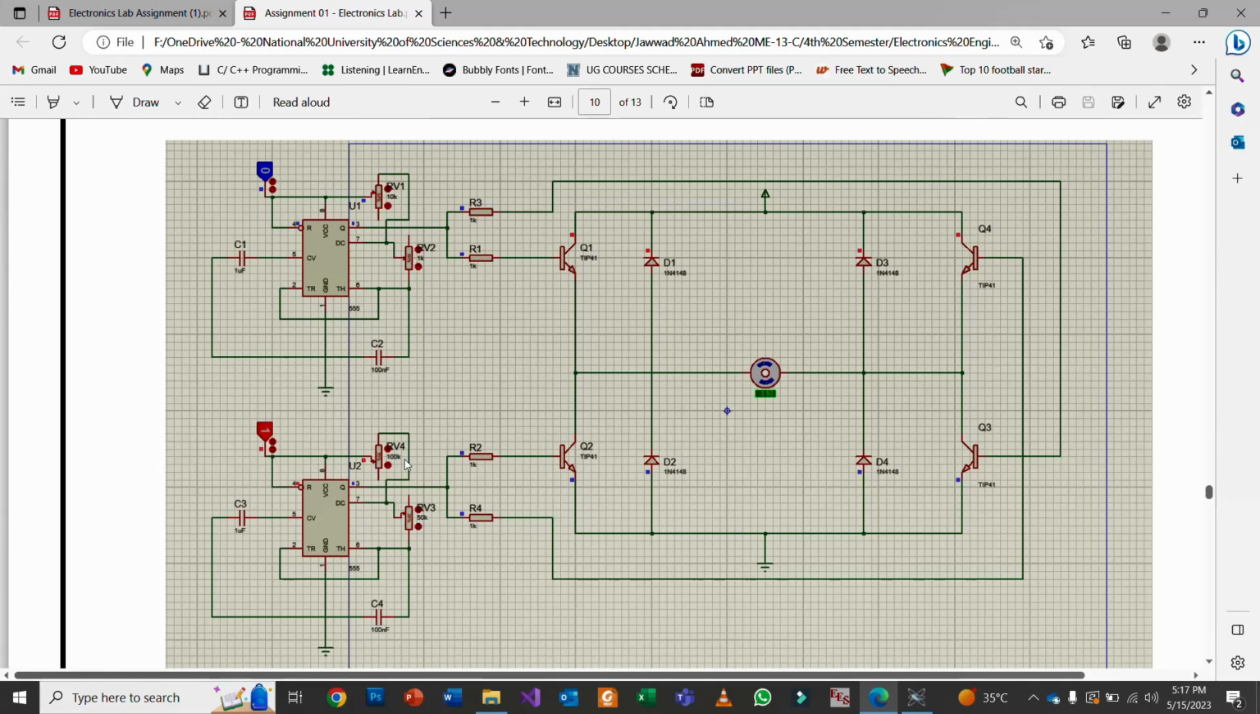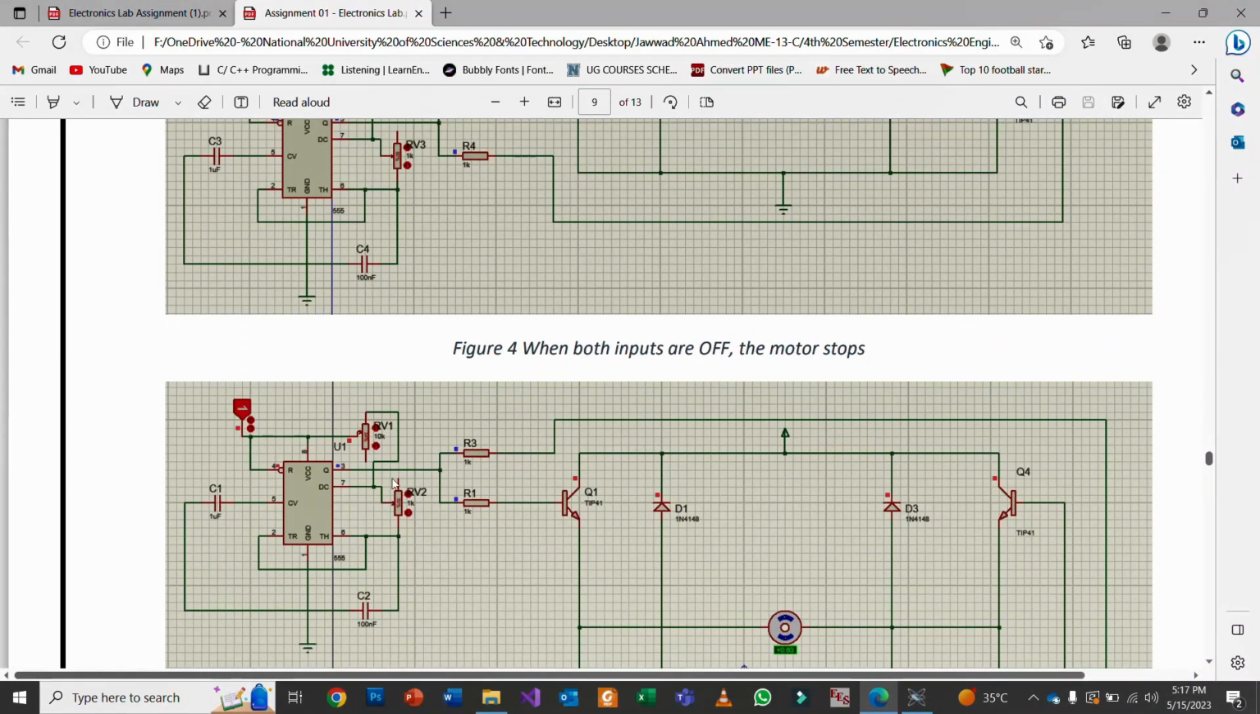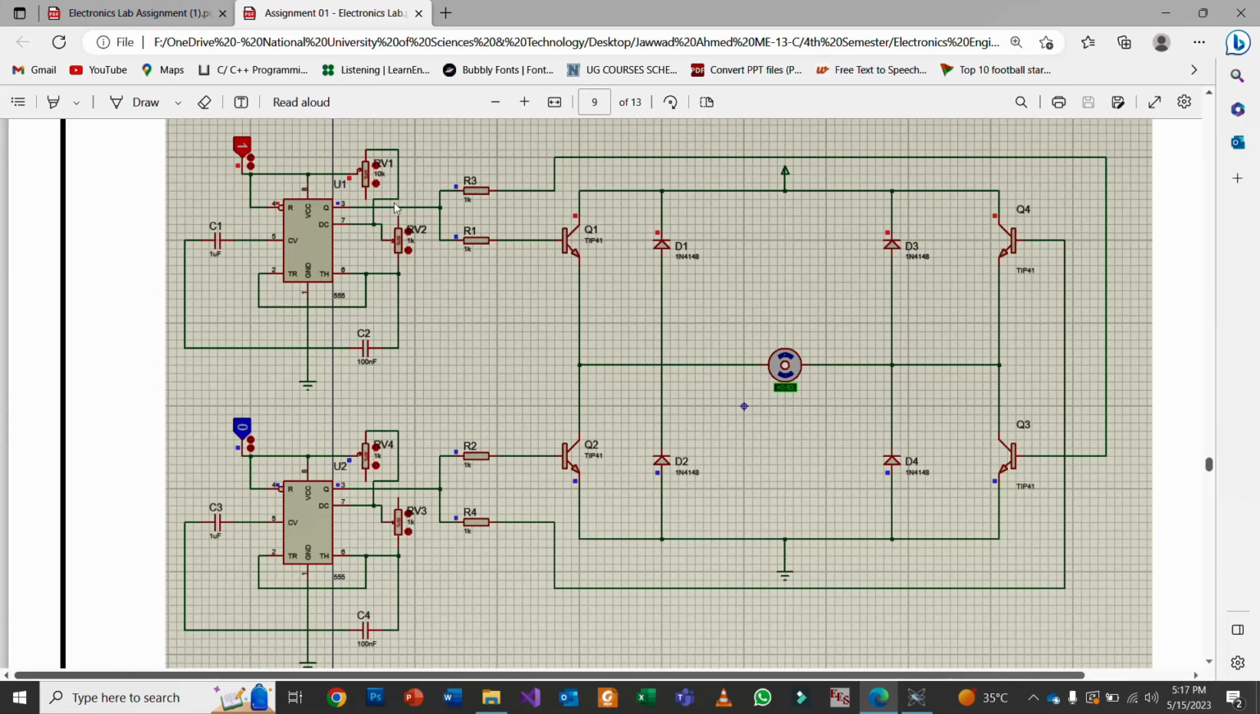Since the resistances are greater here, we have a greater potential over here, and the resistances were small here, so we have a smaller potential. So we can control the speed of the motor by varying the resistances using a potentiometer in real-time simulations, and we can directly increase them to see the results.